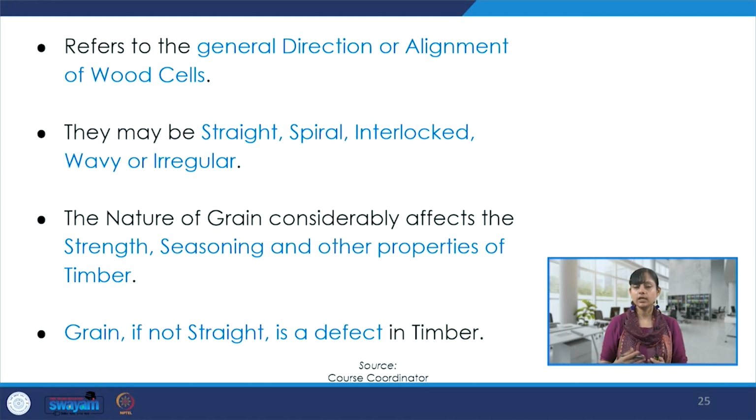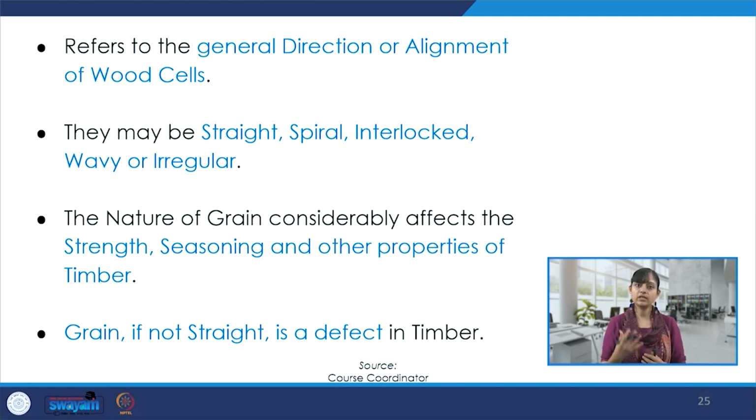Then wood grain, I was talking about it also in the beginning. It refers to the general direction or alignment of wood cells. We saw, on drawings, cells, vessels, rays. The grains may be straight, spiral, interlocked, wavy, irregular, and they give a certain character to each timber, depending on their cell alignment and what their grains are like.